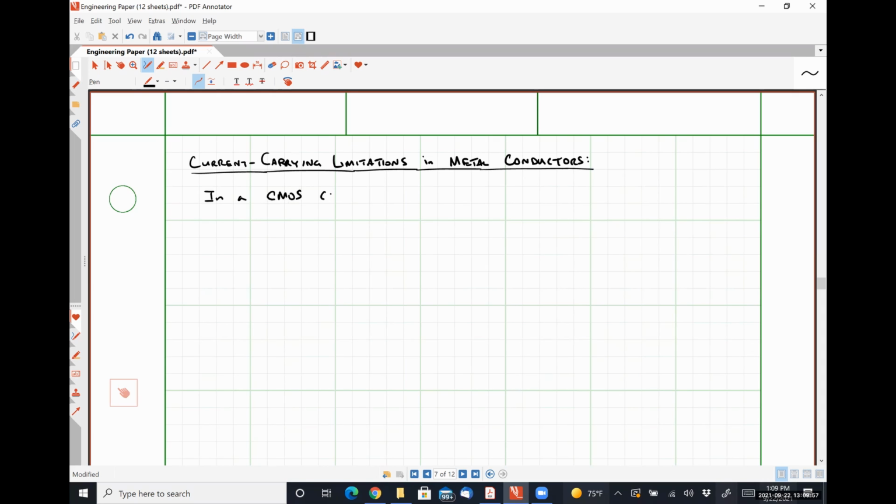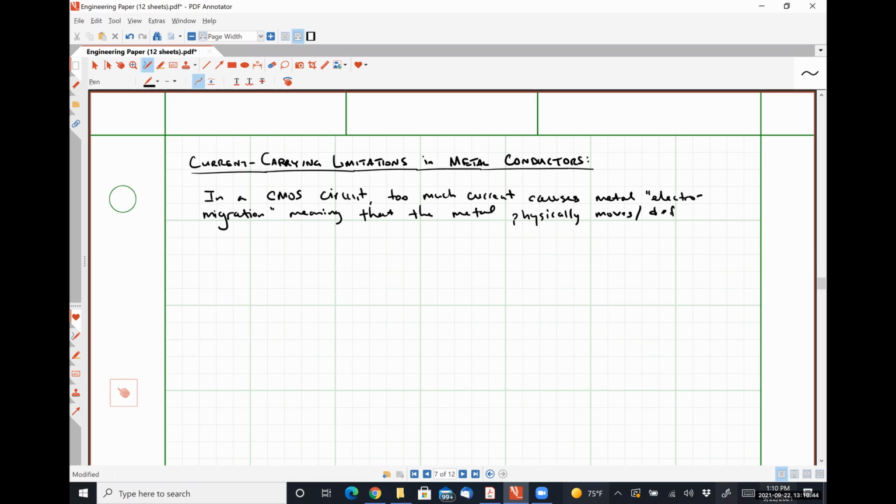In a CMOS circuit, too much current causes metal electromigration, meaning metal physically moves / deforms. Okay.